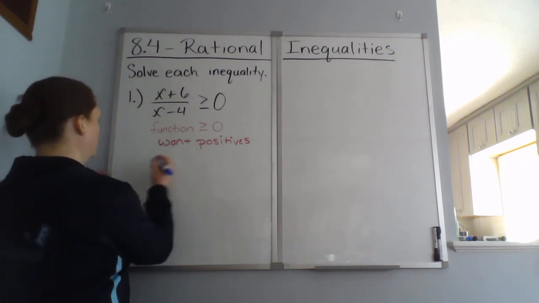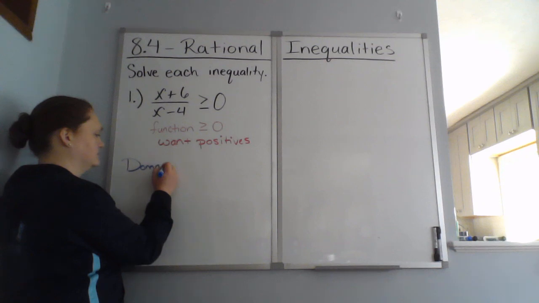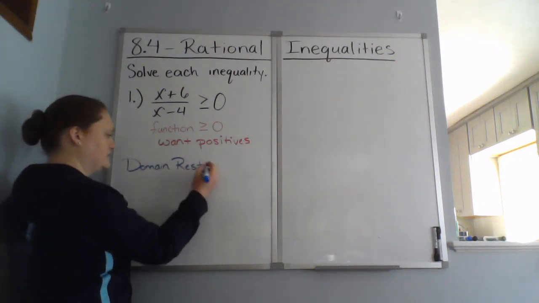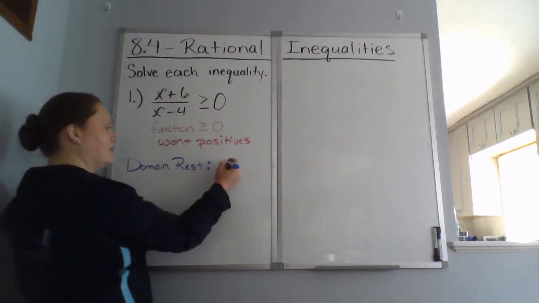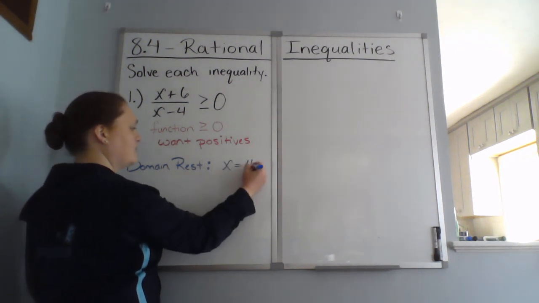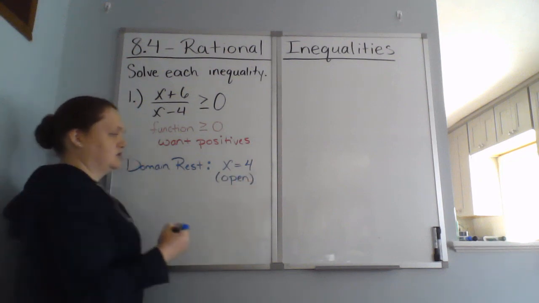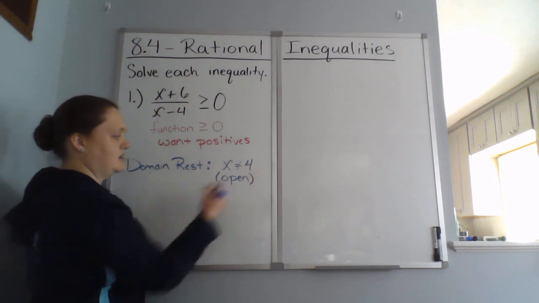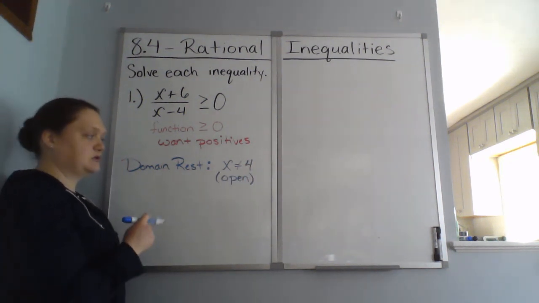Okay, so we're going to start with domain restrictions. You can abbreviate that DR if you want. If we look at the denominator equal to 0, our domain restriction is x is 4. That's going to be an open circle. All domain restrictions are open circles, okay? You can even write the domain restriction as x cannot equal 4 if you prefer, to remind yourself that you cannot equal it, so it's an open circle.